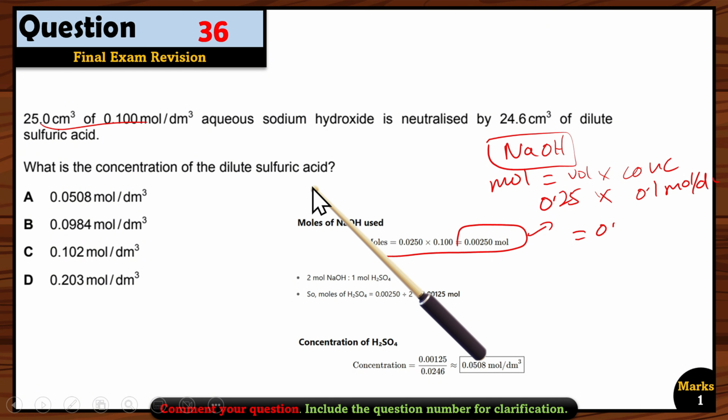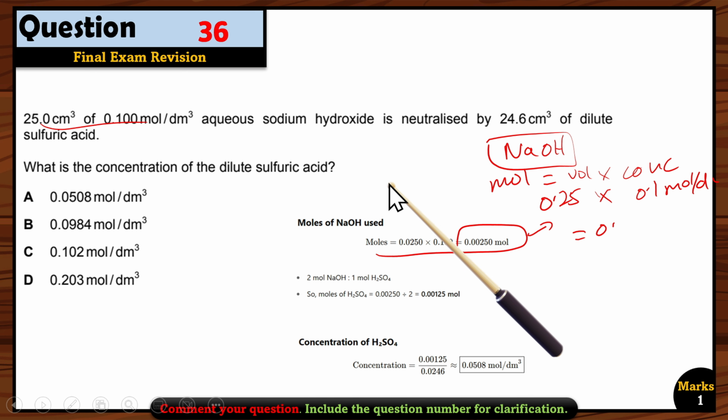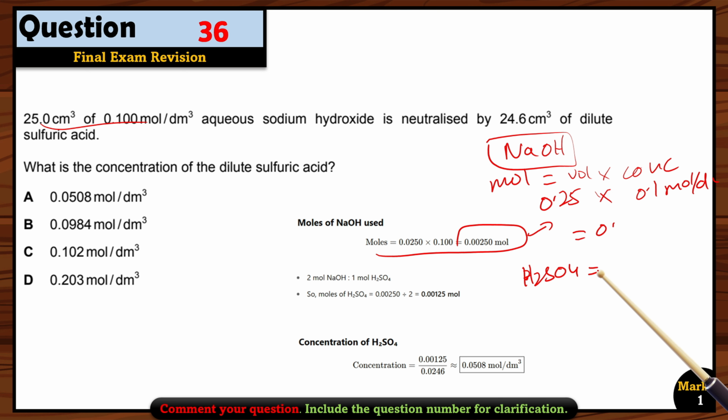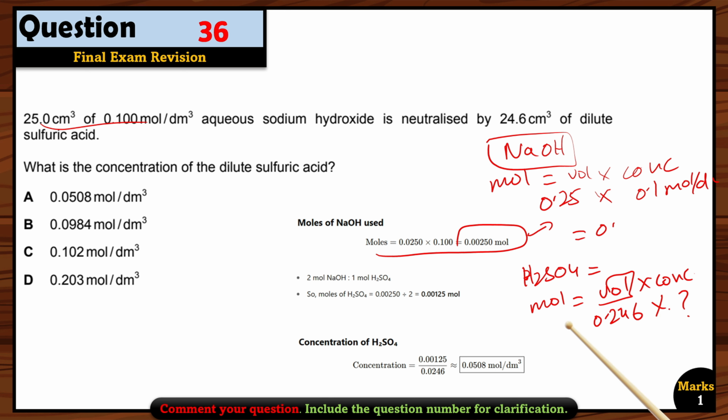So you can now easily find the concentration for dilute sulfuric acid. So now let's see the concentration of dilute sulfuric acid. For sulfuric acid H2SO4, moles is equal to volume into concentration, right? The volume we are given is 24.6, that is 0.0246, right? And now we don't know the concentration. And how can we find the moles? We already know that 0.0025 moles is of NaOH.